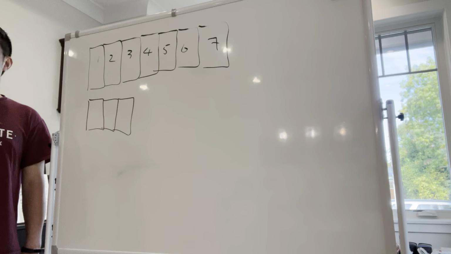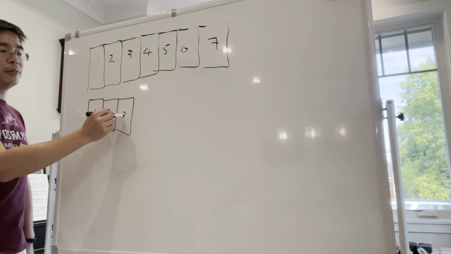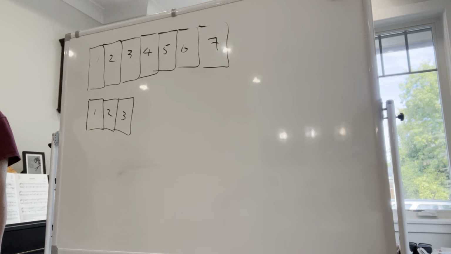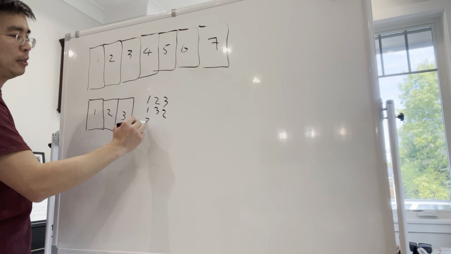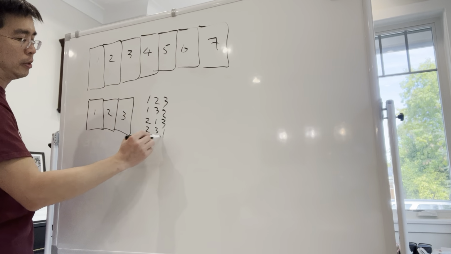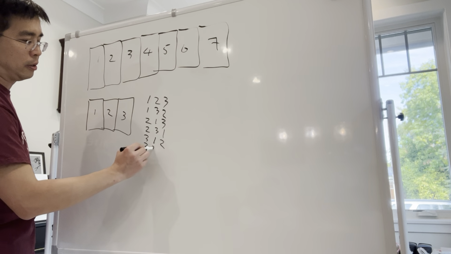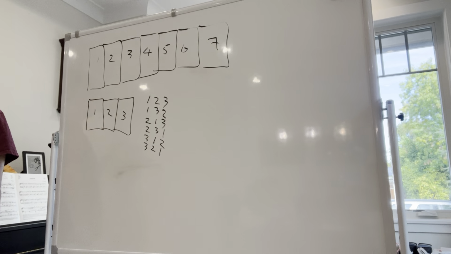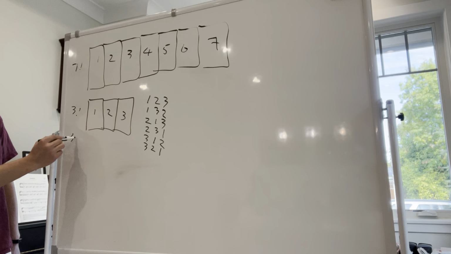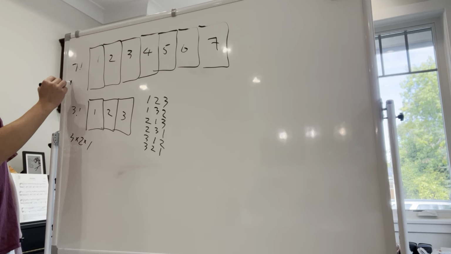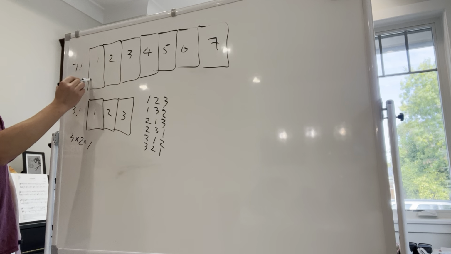The one thing I'll recommend you think about is, let's say, only 3 books. After you spend some minutes, you can probably figure out there are this many ways to arrange 3 books. This is 3 factorial, which is 3 times 2 times 1, and 7 factorial is 7 times 6 all the way down to 1.